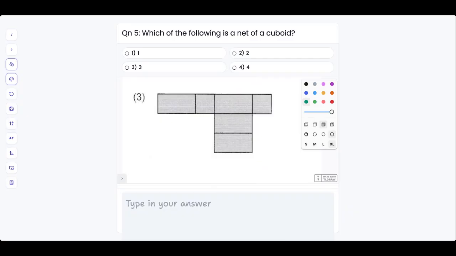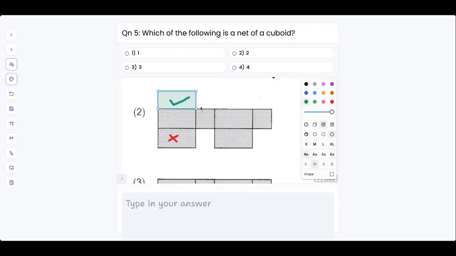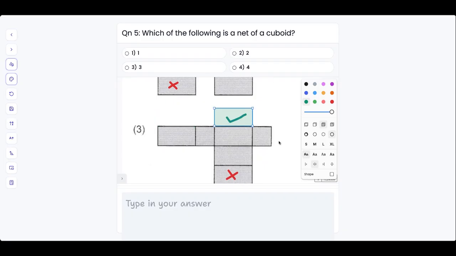So which one do you think is the wrong one for option number 3? So in this case, this is the wrong one, right? Because there's an extra. So similarly, you can actually add this in. You can put it over here, or you can put it over here. So I'm just going to put it over here.